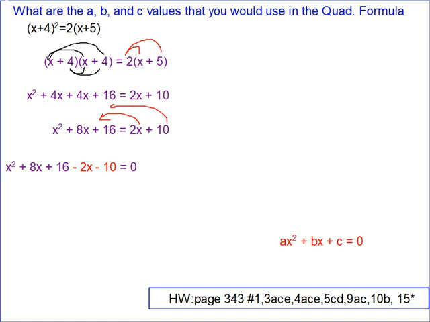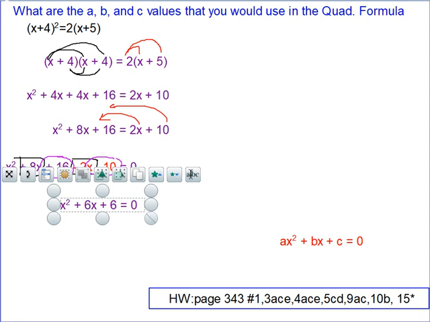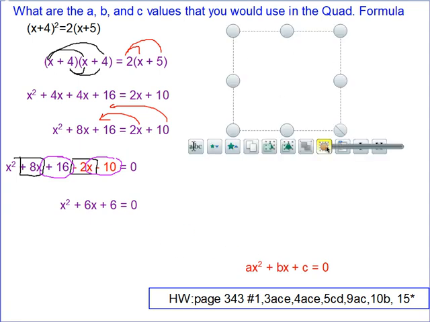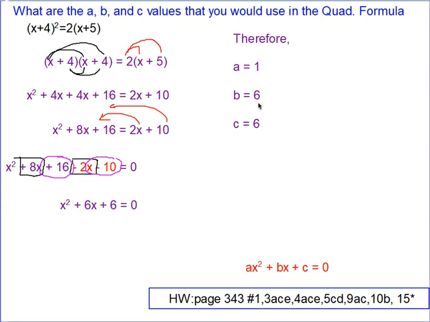Now, notice that we have some like terms, right? 8x is a like term with minus 2x. And also, positive 16 is a like term with negative 10. So we're going to combine our like terms, and we end up with x squared plus 6x plus 6. Yeah? And notice, when we put this equal to 0, that looks good. That'll work. That'll do. And so I think we're just going to end off and say, therefore, A would equal 1, B would equal positive 6, and C would also equal positive 6. Yeah? Okay.